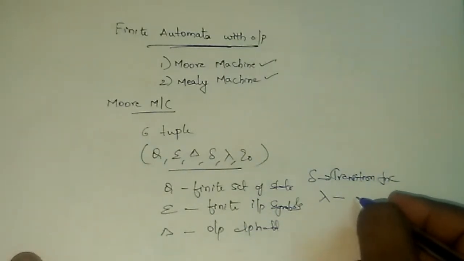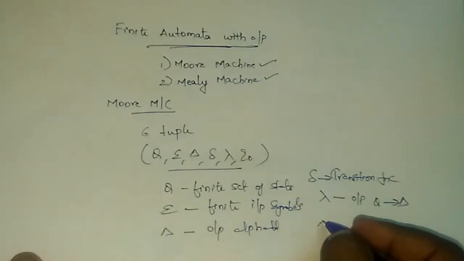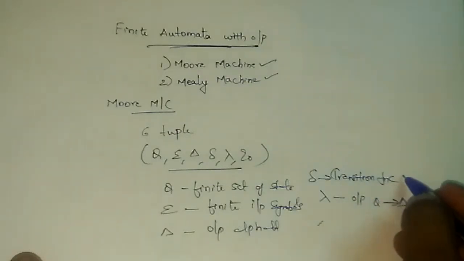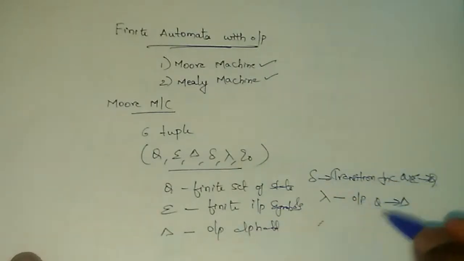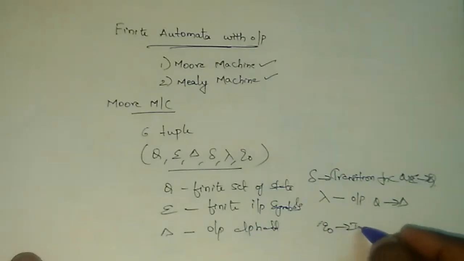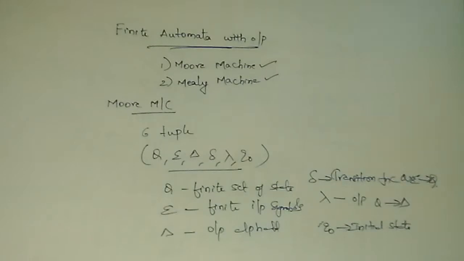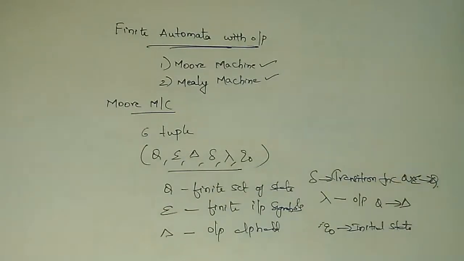This lambda is an output function, Q tends to delta, and as we know this delta is a transition function, so Q into sigma tends to Q. This is known as a state function. And Q0 is your initial state. So this is a 6 tuple. As we know, deterministic finite automata or non-deterministic finite automata is a 5 tuple thing, but coming to the Moore Machine or finite automata with output, it's a 6 tuple one.